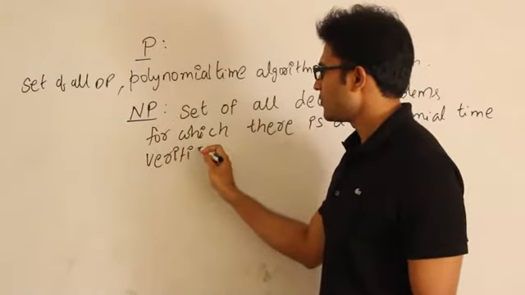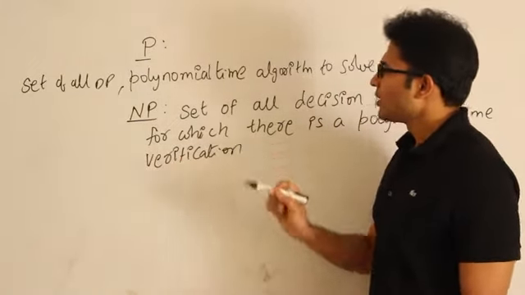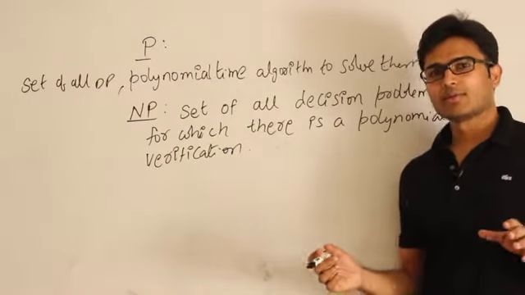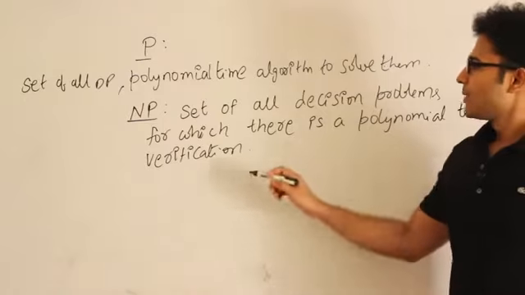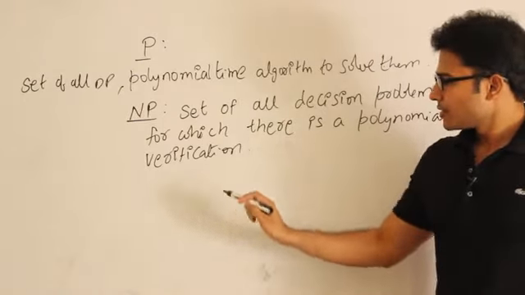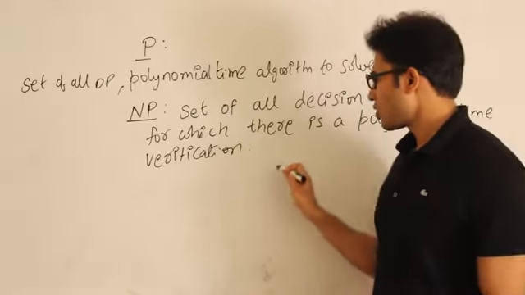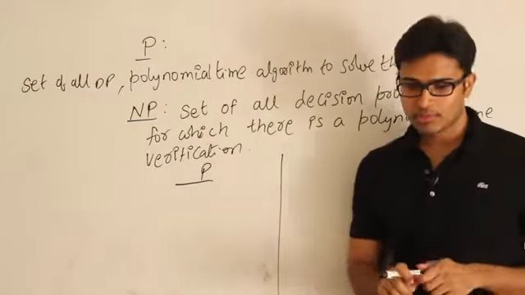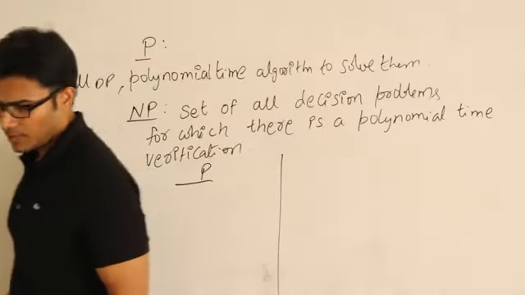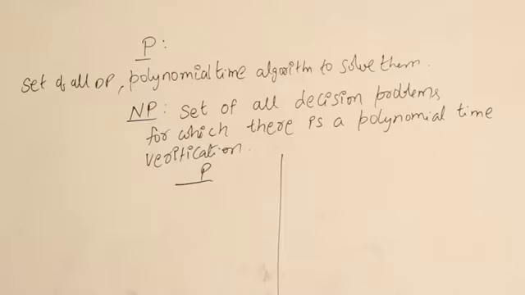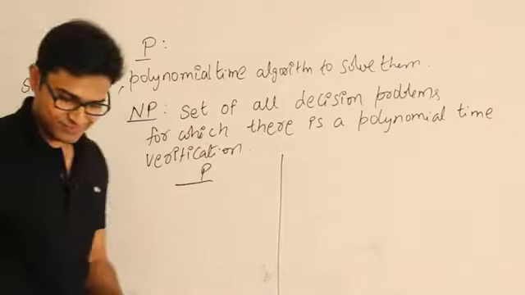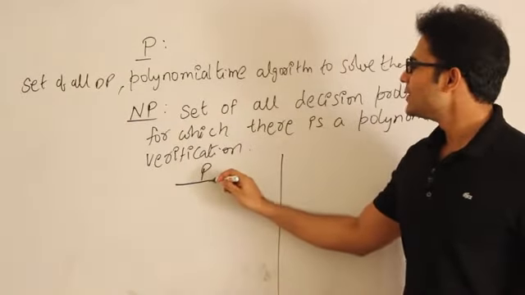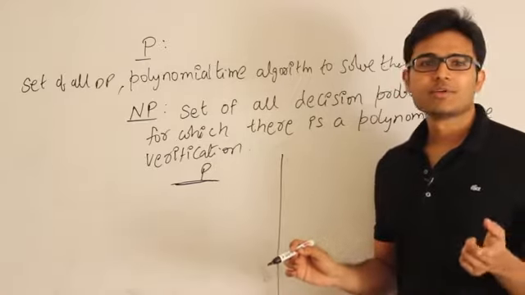So what is the relationship between P and NP? Maybe you could think about the problems of P like this. I'm just telling you some examples in the class P. We are talking about only decision problems. Remember, we are not talking about the optimization problems. We are talking about the decision problems only, right?